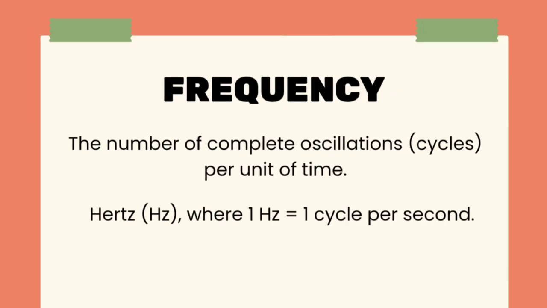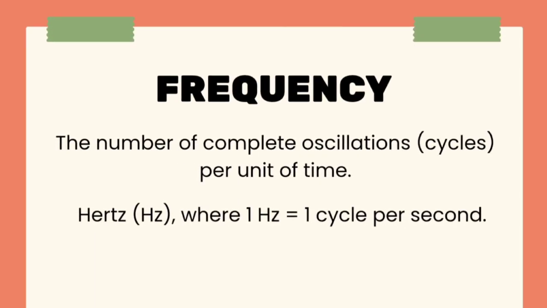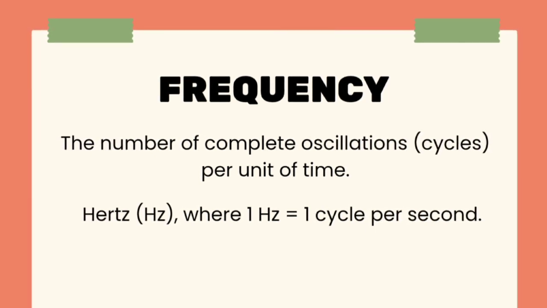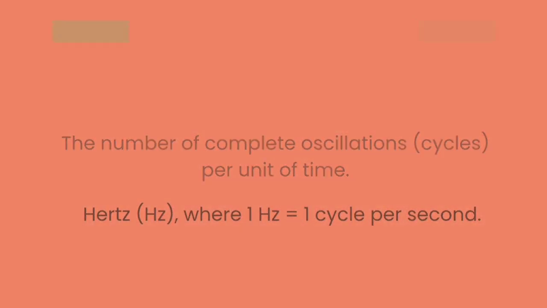So next we have frequency. Frequency is the number of complete oscillations or cycles per unit of time. It's measured in hertz, where 1 hertz is equal to 1 cycle per second.